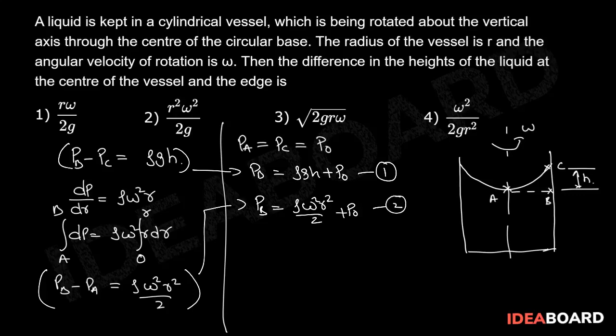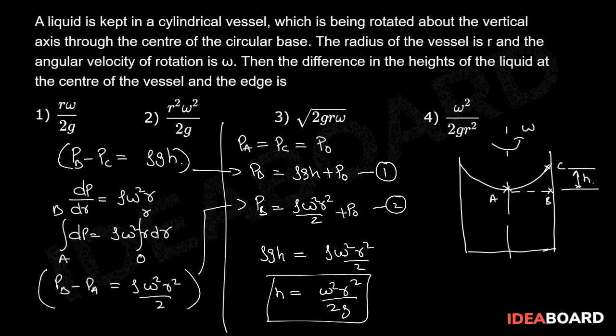Now by equating equations 1 and 2, we end up with rho g h is equal to rho omega square r square by 2. Then the height h is equal to omega square r square by 2g. So the right answer for the given question is option 2.